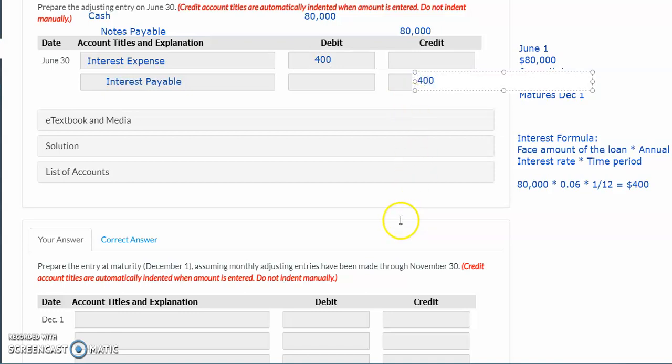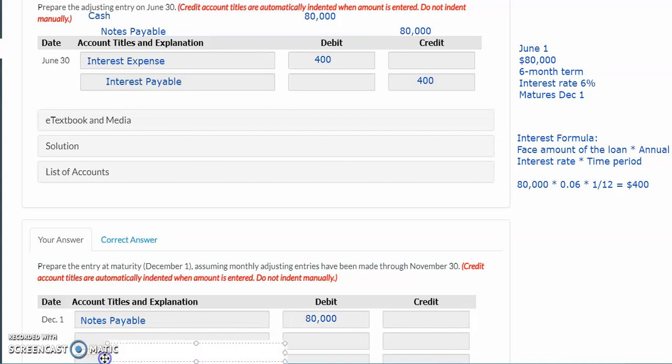So now we need to record the journal entry at maturity. And we're assuming that monthly adjusting entries have been made through December. So in this case, we need to go ahead and figure out that we need to pay back this loan. So that's the main thing that we're doing right here. We're doing our journal entry when we have to pay back the loan. Obviously, when we're going to pay back the loan, we're no longer going to have that notes payable liability. So we're going to record a debit to notes payable. And this debit is going to be for the full amount of the loan of $80,000.